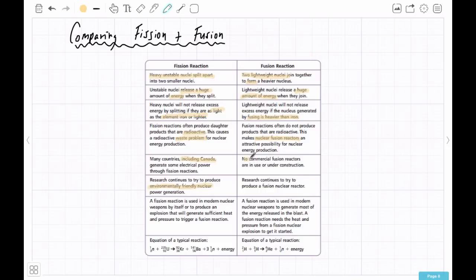Although there are no commercial fusion reactors in the world right now, this has changed since the date of print because there are several that are under construction, including one in France that is hoping to be open by 2020. Lastly, an equation of a typical fusion reaction, we have deuterium, hydrogen-2, and tritium, hydrogen-3, leading into helium plus a neutron and a massive amount of energy.